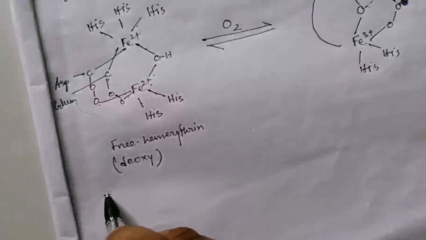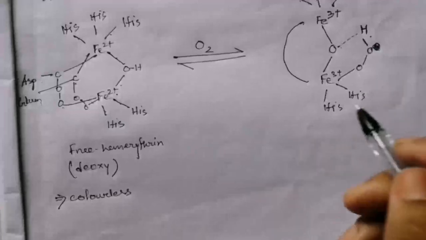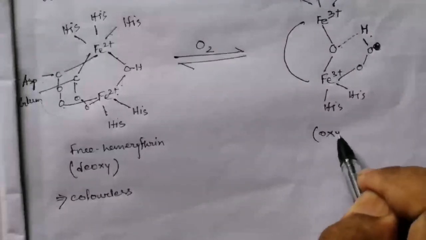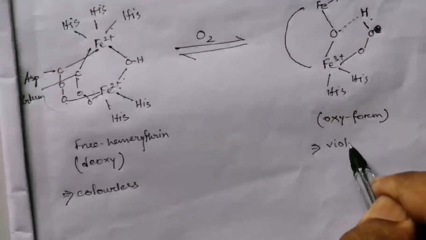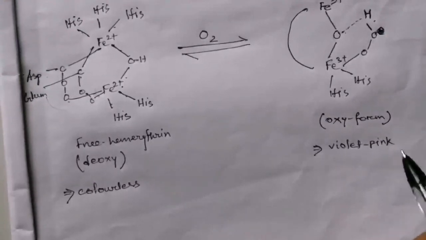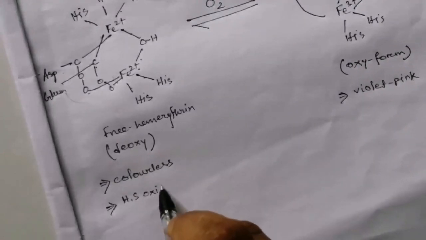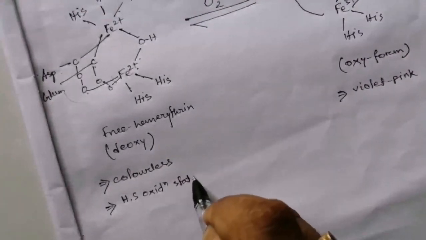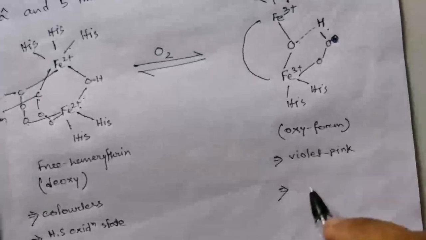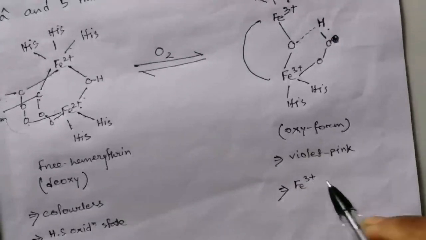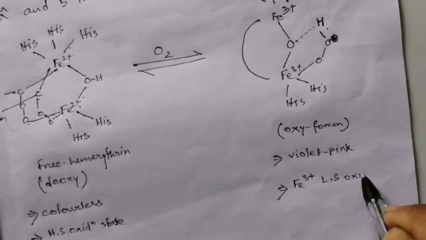So free hemerythrin is colorless, and when it gets oxygenated, this is the oxy form, it becomes violet pink. Here both the iron centers are in high spin oxidation state, and here both the iron centers convert to Fe3+, that is ferric ion, and they reside in low spin oxidation state.